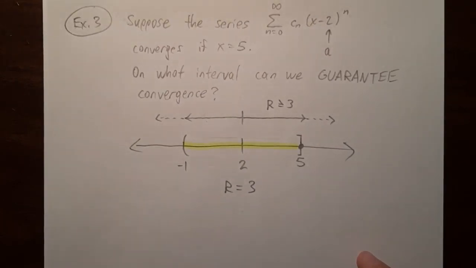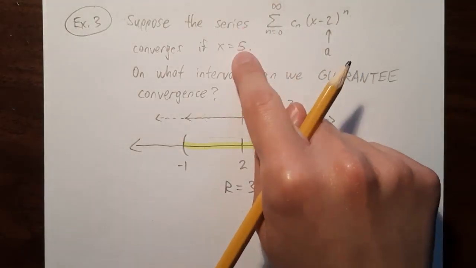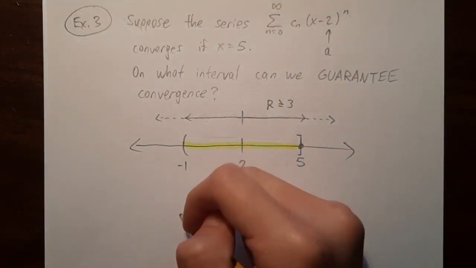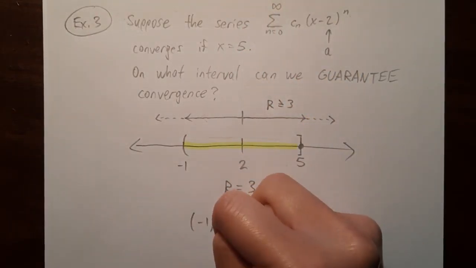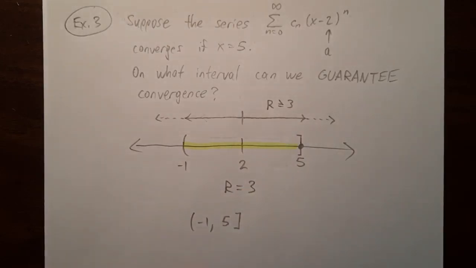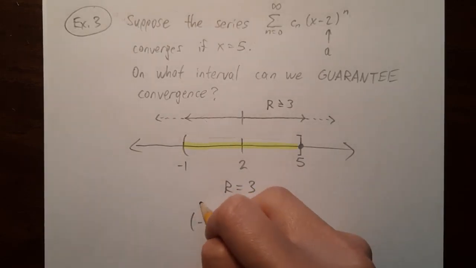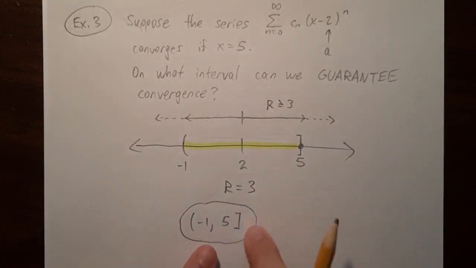So in that case, I think we have what we were looking for. The minimum possible interval of convergence that satisfies this condition is the interval from -1 to 5, where you exclude -1, but you include 5. Again, that is not necessarily the interval of convergence. It could be, but it is the smallest possible one.